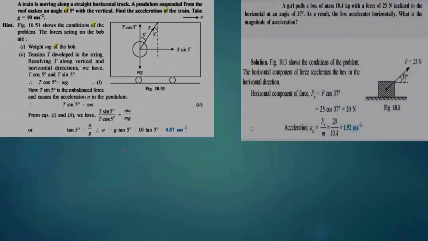Again, we have further examples. A train is moving along a horizontal track. A pendulum suspended from a roof makes an angle of 5 degrees with the vertical. So the car is moving, the pendulum lags behind.